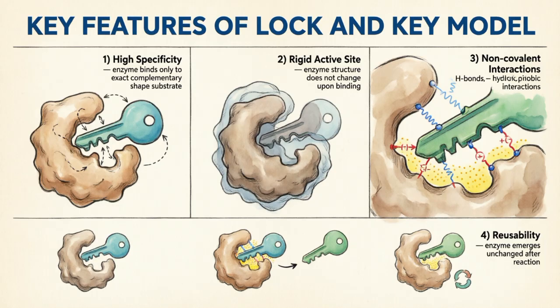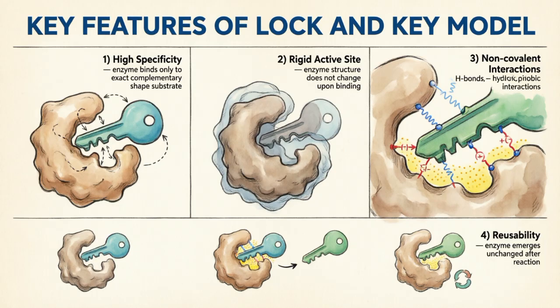In the illustration, we see a beige or tan-colored enzyme with a uniquely shaped cavity. Approaching it is a light blue key-shaped substrate. The arrows emphasize that the enzyme only accepts this exact geometric shape. A differently shaped molecule simply wouldn't fit. This is the essence of specificity, just like a physical lock only opens with one specific key.